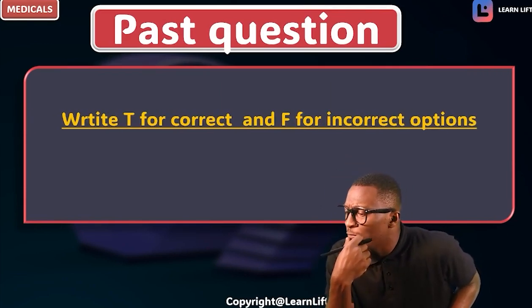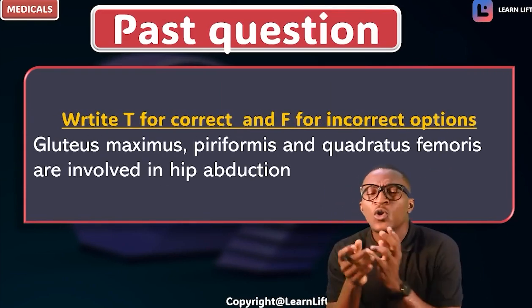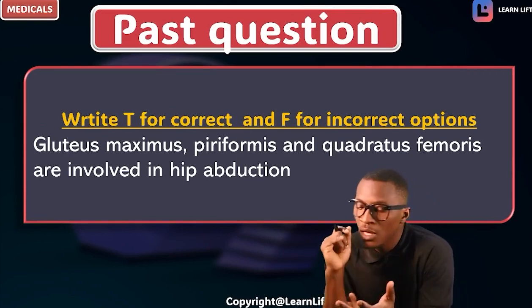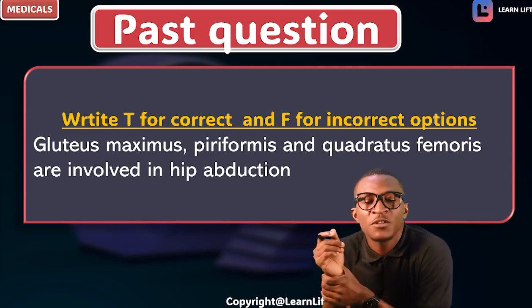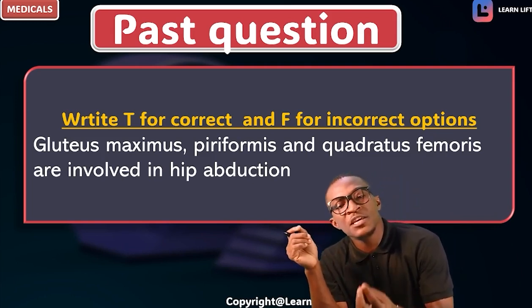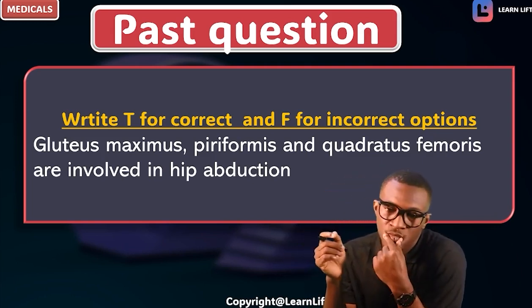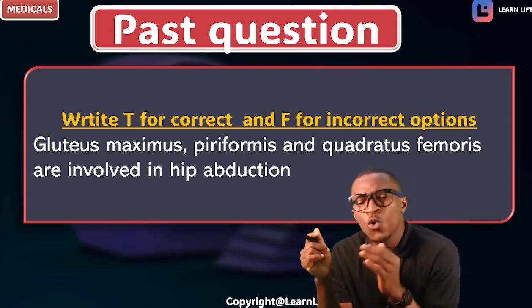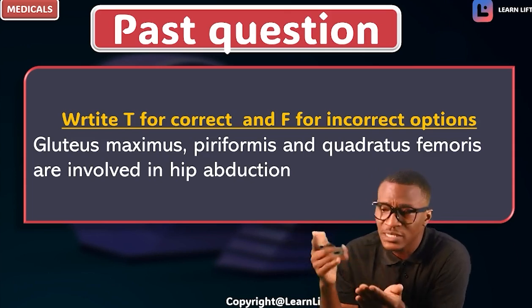Write T for true, F for false. The question says that gluteus maximus, please follow the question. Gluteus maximus, piriformis muscle, and the quadratus femoris are involved in hip abduction. True or false? Tell me your answer. If you miss it, I will blow it. Now, who are for the hip abduction? We said it is superficial.